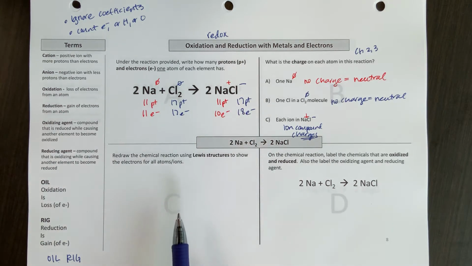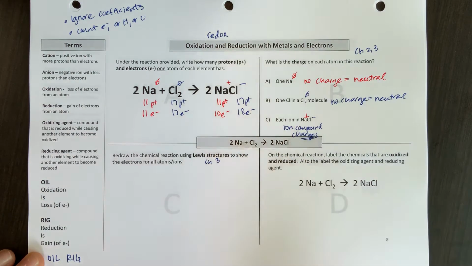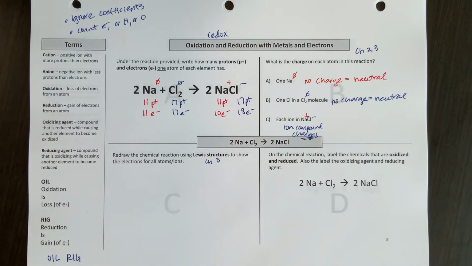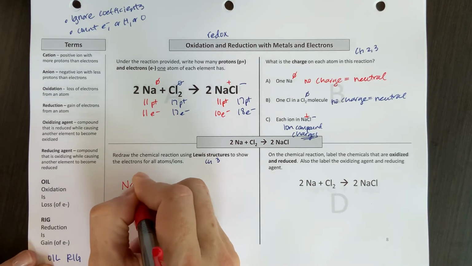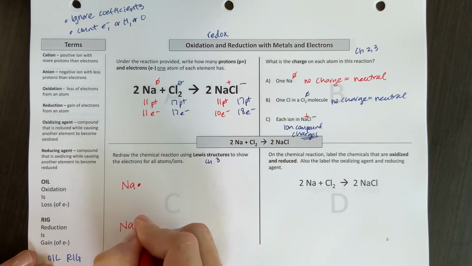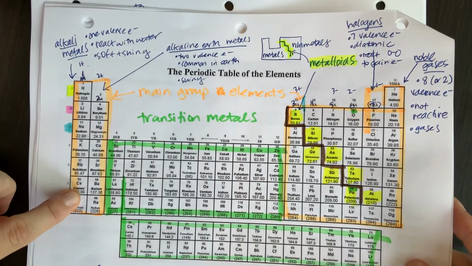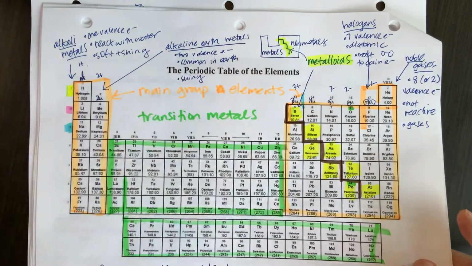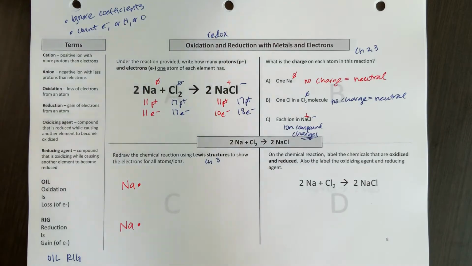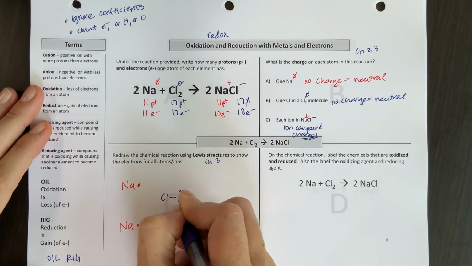The next way we want to look at this type of reaction is with Lewis structures. So Lewis structures we used back in chapter 3, right? So I'm going to stick with my colors here and say, here's my two sodiums. Sodium's in group 1, so when it's neutral, group 1 has 1 valence electron, right? Chlorine's in group 7, so each chlorine has 7 valence electrons. So I've got my sodium, and then I've got my chlorine.